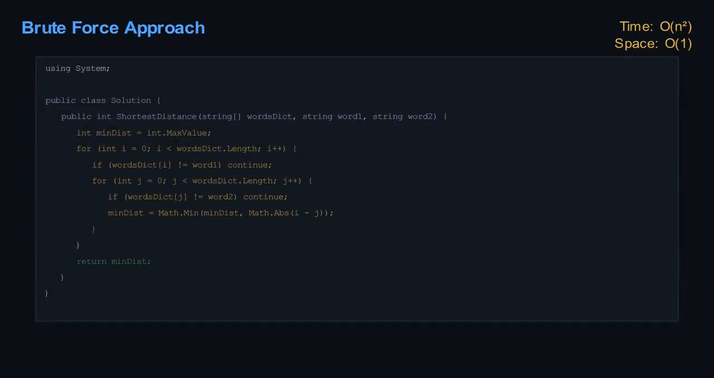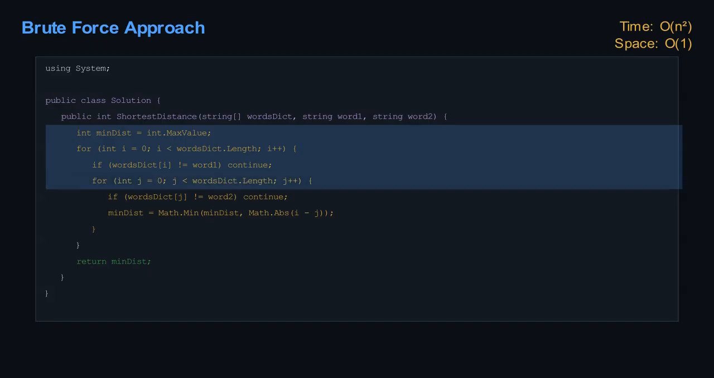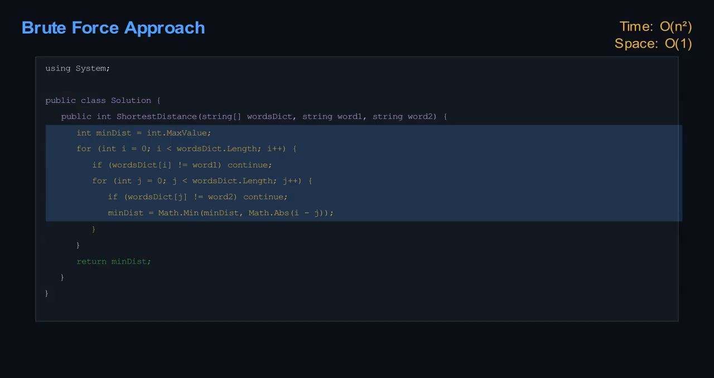The intuitive way to solve this is to find every occurrence of the first word and then, for each one, scan the entire list again to find every occurrence of the second word. By calculating the distance for every possible pair and keeping the minimum, we get the answer. However, this nested approach results in a time complexity of O of n squared, which is far too slow for large datasets because we're redundantly scanning the same elements over and over.